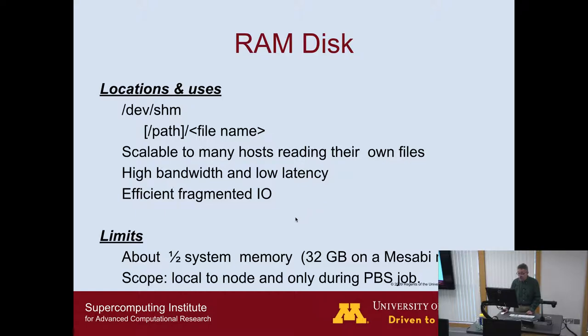The limit here is that it will be only up to half the memory of the node that you're using. A typical Mesabi compute node has 64 gigabytes of memory, and so you can use up to 32 gig on a RAM disk on one of those compute nodes. However, again, you're sharing that memory with other applications that are running on it. So if some application needs to use the entire memory, then you don't have any RAM disk left to use. So you need to take that into account. That's the trade-off with using a RAM disk, principally the capacity and the fact that it's only visible on that node.